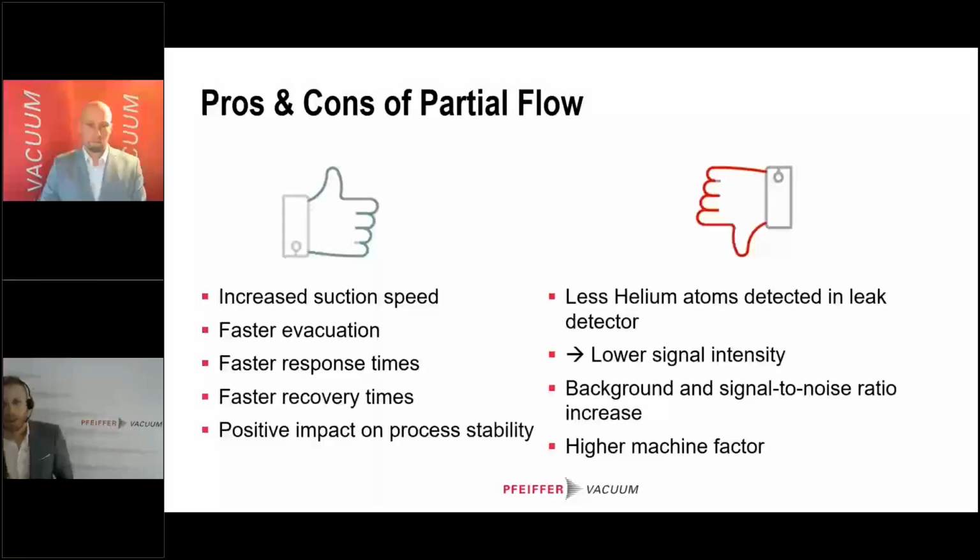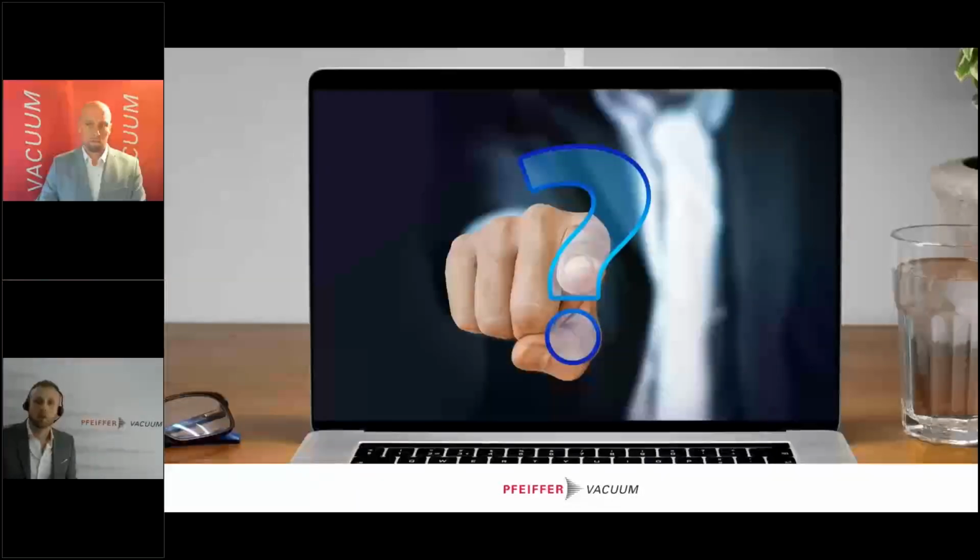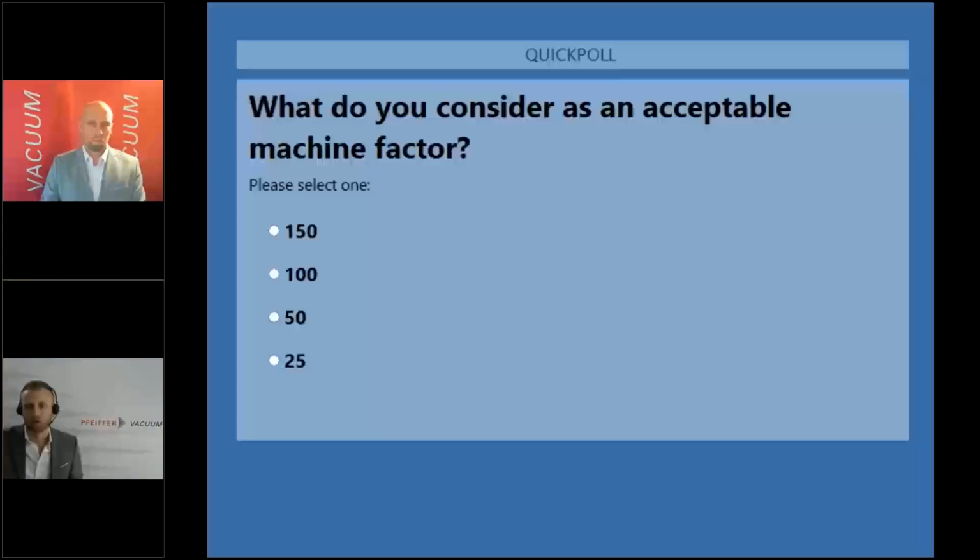And this is actually the last question that we have for you, which is on the machine factor. The question is, what do you consider as an acceptable machine factor in your production? So you can see here 4 different answers. We have less than 150, less than 100, less than 50, and less than 25. Philip, I believe for us, the standard setting is a factor of 100. Is that correct? Yes, so less than 100 should for sure be reached.